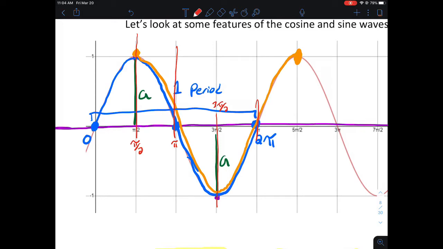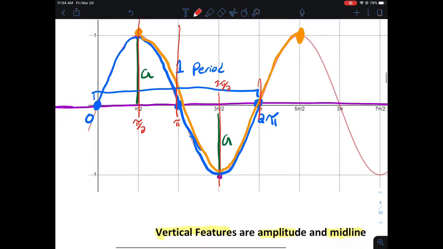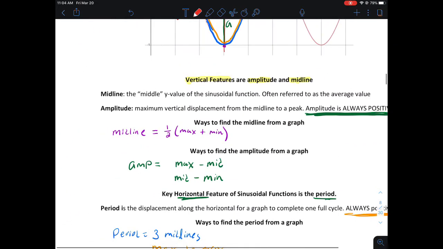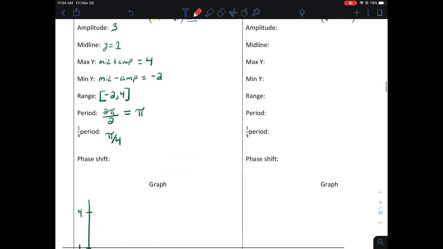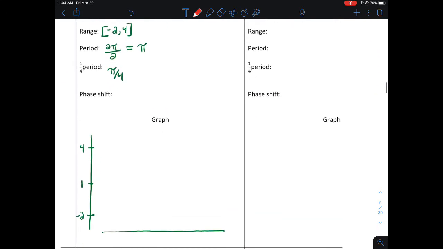So every pi over 2, I have another critical number. Well, pi over 2 is 1/4 of 2 pi. So that's why we're quartering our period. It's the amount of space in between, along the x, between our critical numbers. So every pi over 4 radians, I'm going to have a critical number.